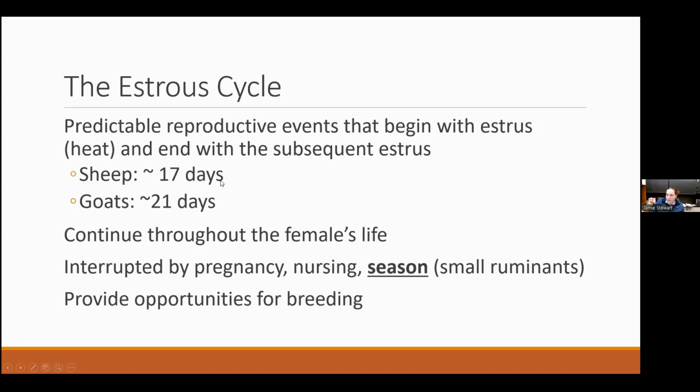In sheep, this takes about 17 days. Goats take about 21 days. And this will continue throughout the female's life and gets interrupted by certain things like pregnancy, or if they're nursing, and then season again, for our small ruminants. The whole purpose of the estrous cycle is to provide continuous opportunities for breeding to occur.